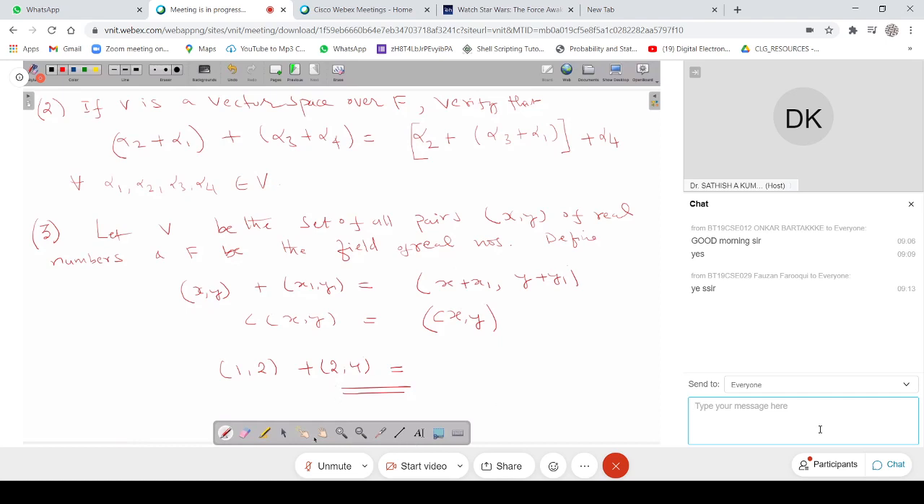For example, this problem 3 is not a vector space. When you try to prove that it doesn't satisfy some of the conditions, you don't need to verify all those 8 or 9 conditions. You can give a counterexample, so that you can directly conclude that this will never form a vector space.